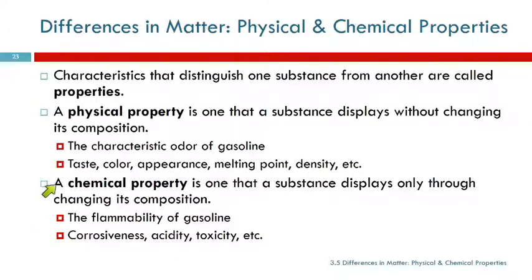A chemical property is only displayed by changing the composition. So, thinking about gasoline. Gasoline has a distinctive odor. You can smell the gasoline, but the gasoline is still there, right? You're not changing the gasoline. Another property of gasoline is that it is highly flammable. If you demonstrate that property by burning the gasoline, you don't have gasoline anymore. It's a chemical property. Acidity and toxicity, corrosiveness, these are also other examples of chemical properties.